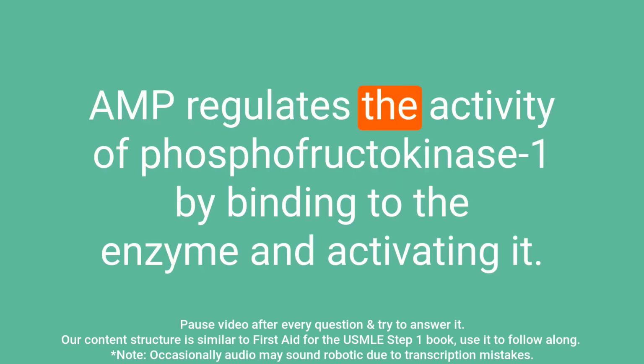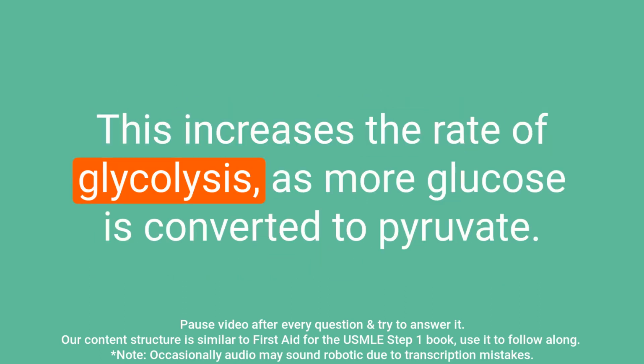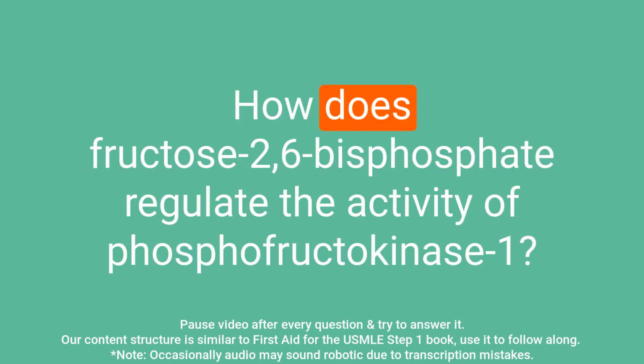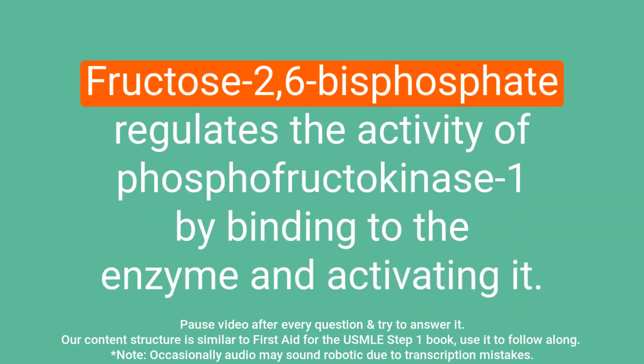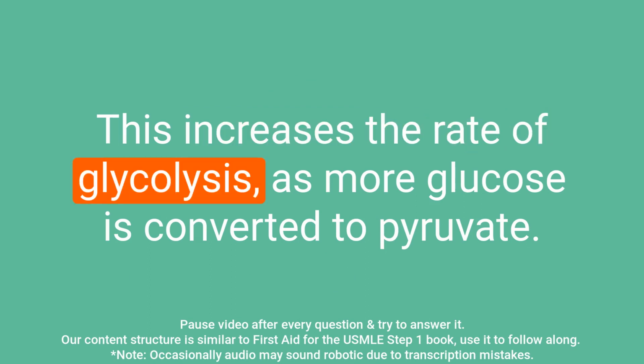Question: how does AMP regulate the activity of phosphofructokinase 1? Answer: AMP regulates the activity of phosphofructokinase 1 by binding to the enzyme and activating it. This increases the rate of glycolysis as more glucose is converted to pyruvate. Question: how does fructose 2,6-bisphosphate regulate the activity of phosphofructokinase 1? Answer: fructose 2,6-bisphosphate regulates the activity of phosphofructokinase 1 by binding to the enzyme and activating it. This increases the rate of glycolysis as more glucose is converted to pyruvate.